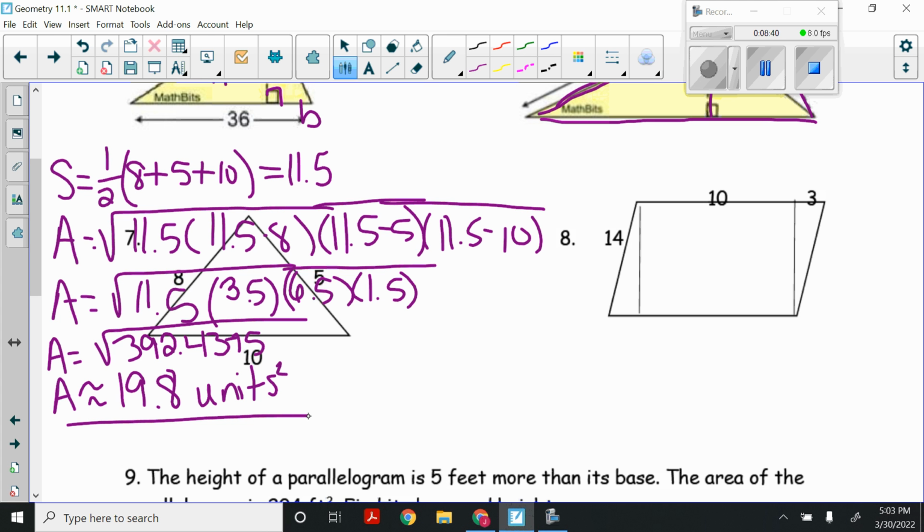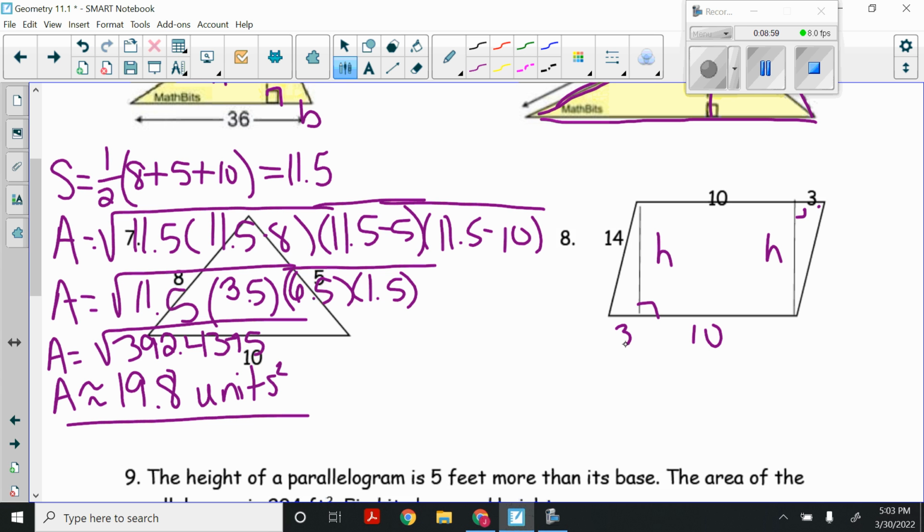Number 8, I see that I have a parallelogram, right? These should be marked perpendicular. This is going to be a height or that. Okay, they're going to be the same. So I need to find that height first. I know that this is 10. Okay, that's 3 over there.